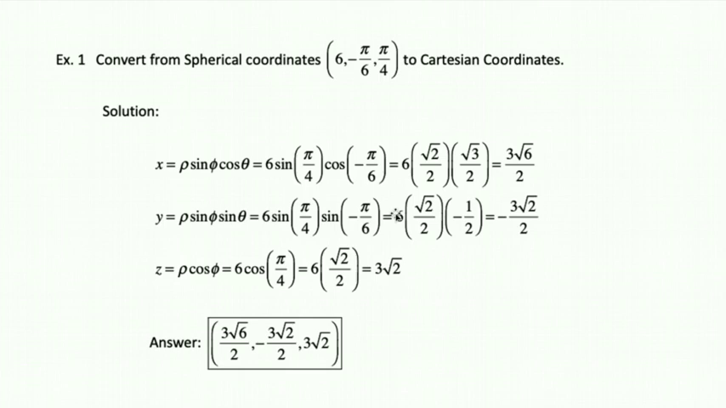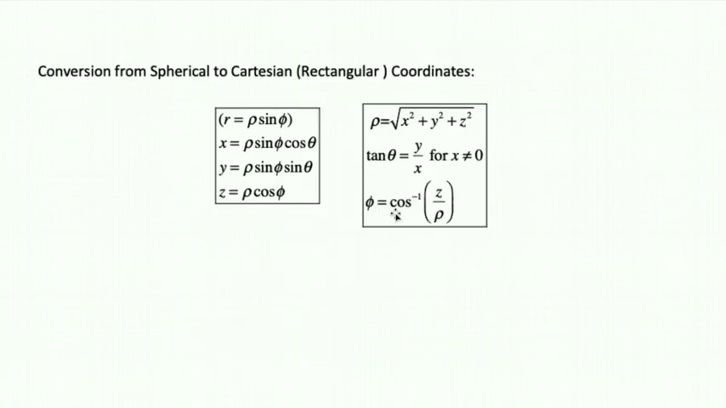Example 1, convert from spherical coordinates 6, negative pi over 6, comma, pi over 4 to Cartesian coordinates. Here we've got rho is 6, theta is negative pi over 6, and phi is pi over 4. The solution is very easy. Just take those numbers and plug them back into our formulas here.